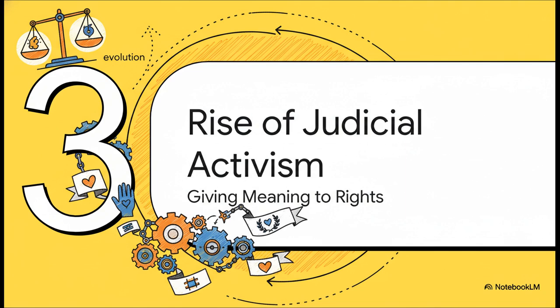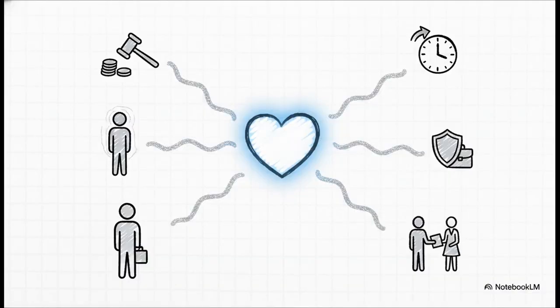It started taking an active role in making sure those rights written in the Constitution had real meaning in people's lives. So, what did this new active judiciary look like in the real world? Well, suddenly the right to life under Article 21 meant so much more than just the right not to die. It now included the right to free legal aid if you're poor, the right to a speedy trial so you don't languish in jail, the right to live with human dignity, free from exploitation, even the right to a safe workplace free from sexual harassment. The judiciary was actively filling in the gaps to protect the most vulnerable.